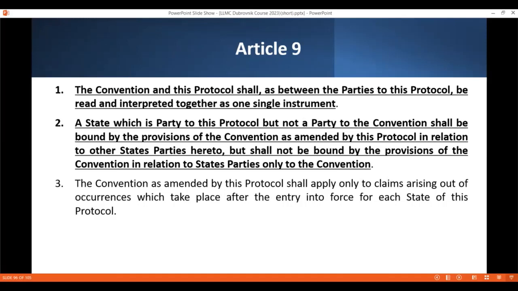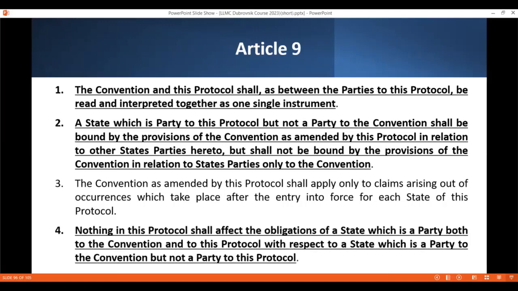So if you have that, a 1996 state and a 1976 state, you're not bound to accept a fund in the lower spectrum. And this is why it's important to denounce the 1976 convention.